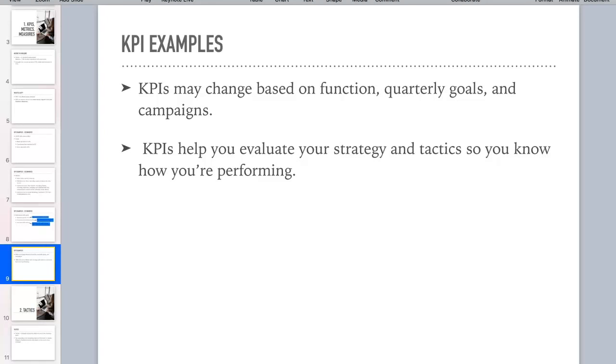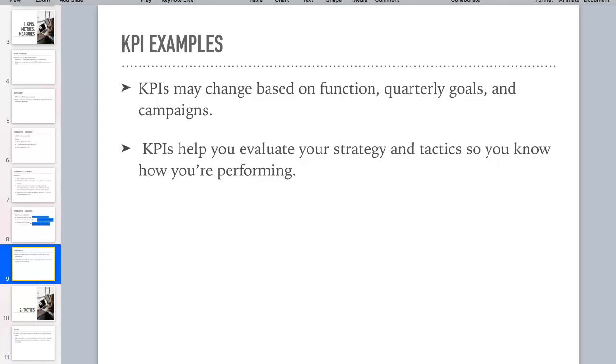The importance of KPIs won't change even if the KPIs are changing. You'll always need to report to a key performance indicator to prove your value and to prove the success of the work you're doing. And KPIs, they really do help you evaluate your strategy and your tactics so you know how you're performing. So just like I said on that last slide, you have to look down at the granular level of the KPIs of your individual tactics so that you can speak confidently and know where you can be making changes on your campaigns and your tactics.